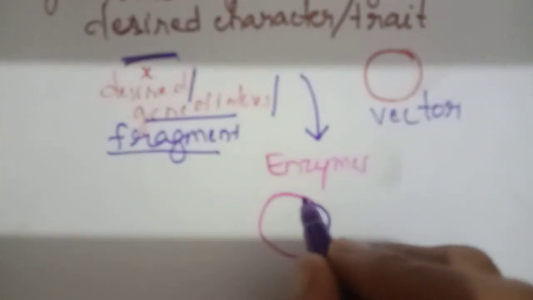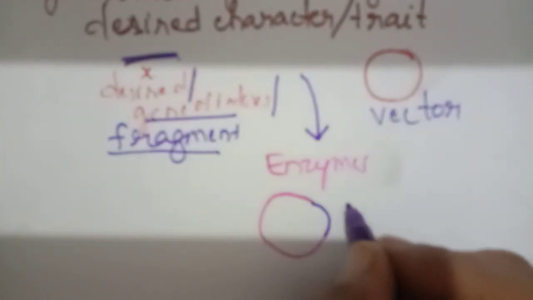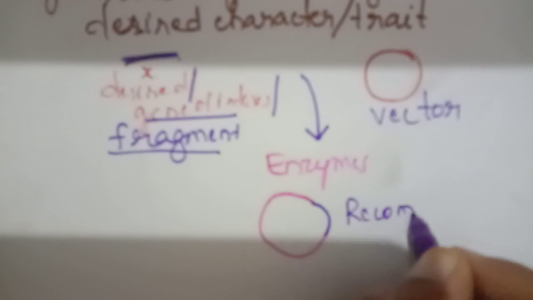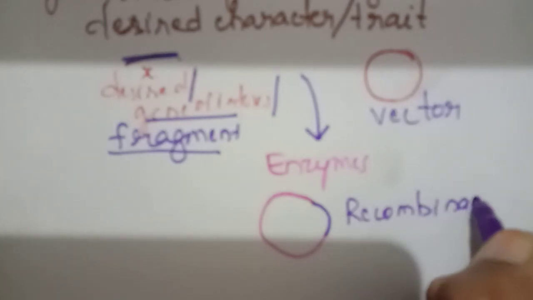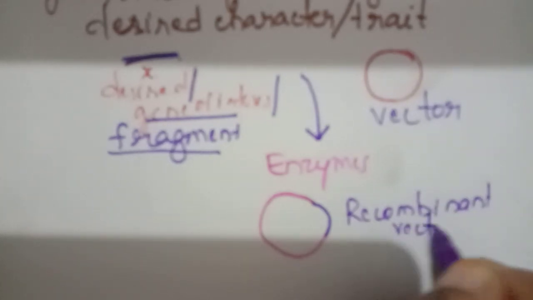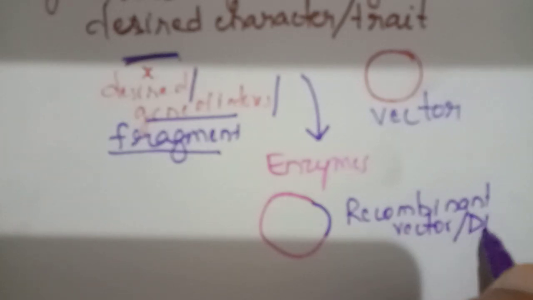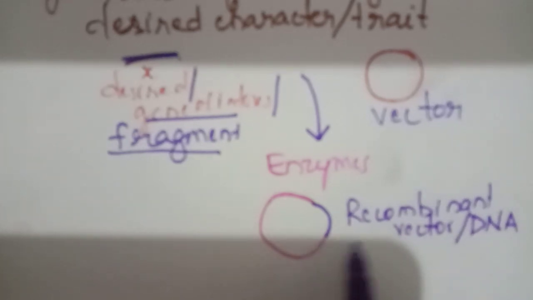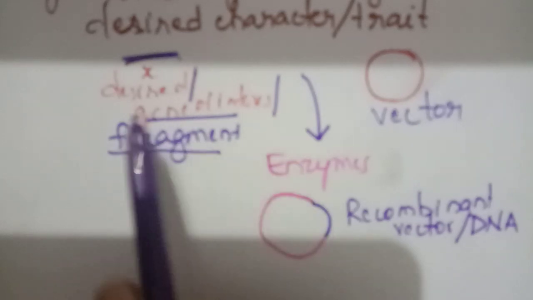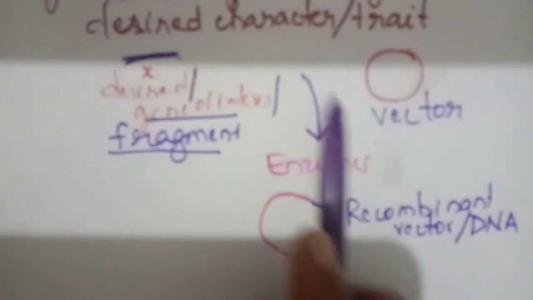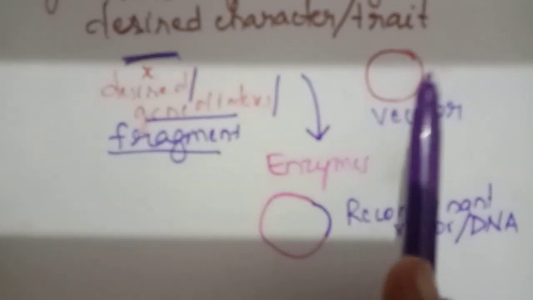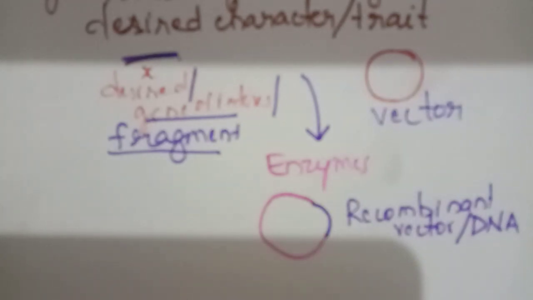So now after having the desired gene, the vector has become the recombinant vector or recombinant DNA. That's why it is also known as recombinant DNA technology. So recombinant means recombined with the foreign DNA. So now the vector has become the recombinant DNA.